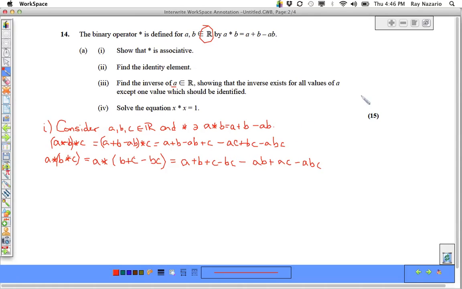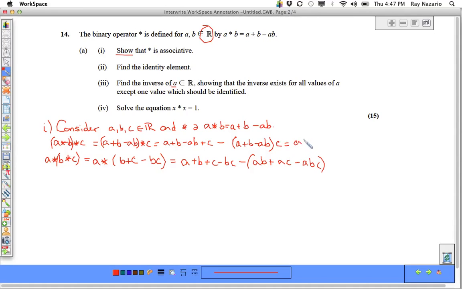Whoa. Let's see what happened here. Why did I put... Oh, silly me. And silly me here. That's what I get for trying to skip a step. Now, a question you may be asking is, well, maybe it's not associative. It has to be. It says show.